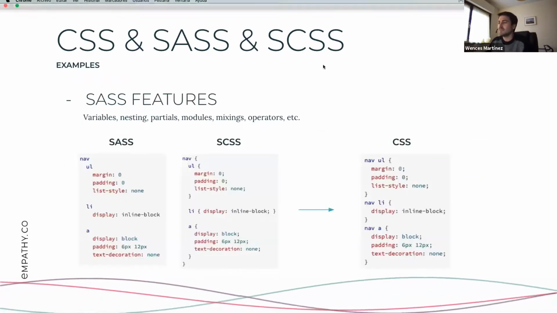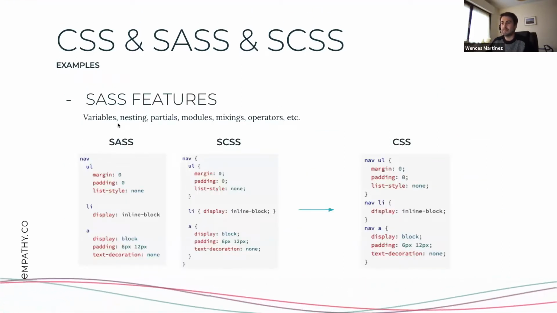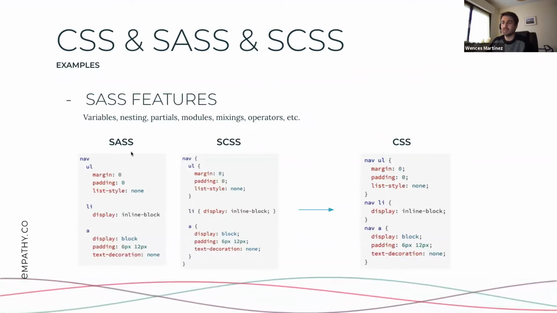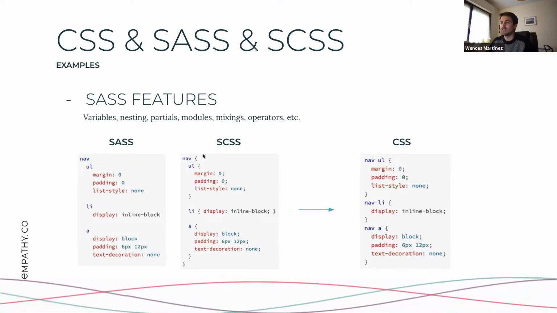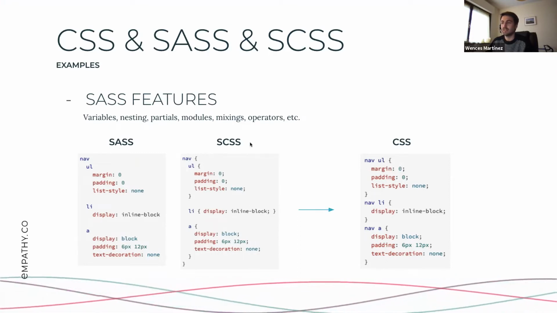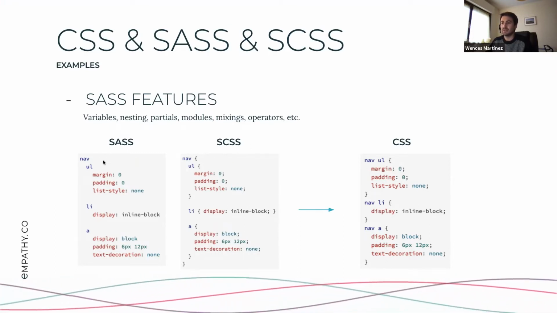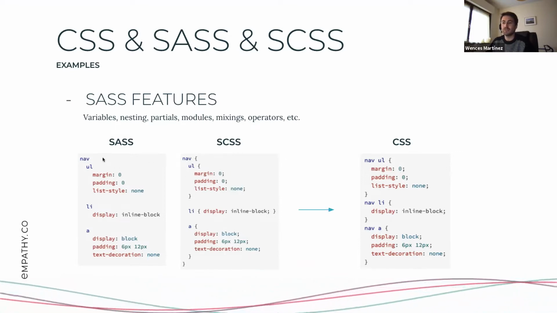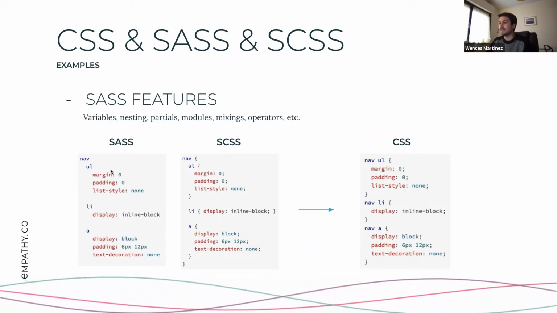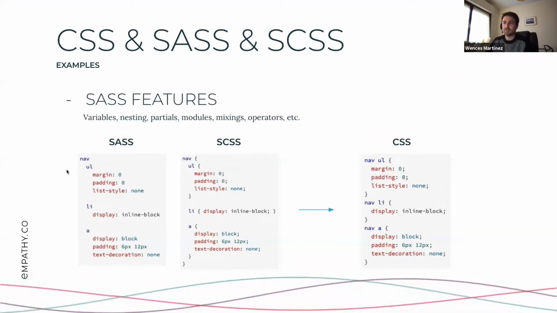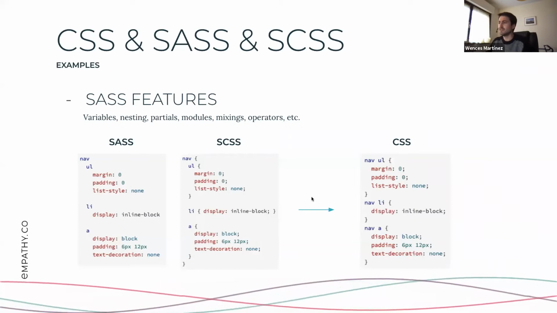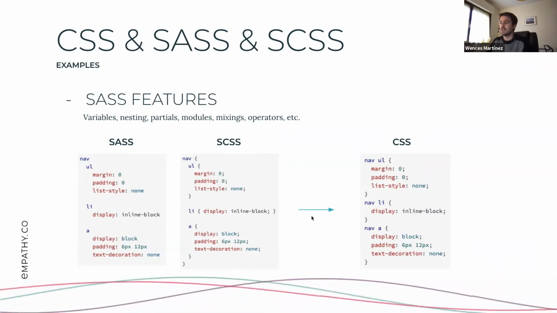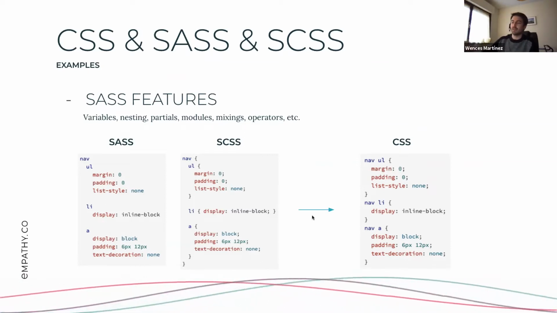So as you can see in the examples, here we have code which is developed in SAS, and as we can see, it is almost the same as CSS, but it doesn't include brackets or semicolons. It uses indentation to denote code blocks, and these two preprocessor languages are going to be transpiled to CSS when we are executing our applications.